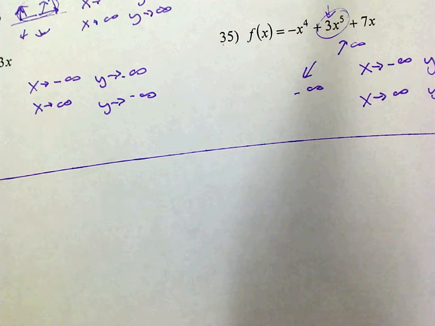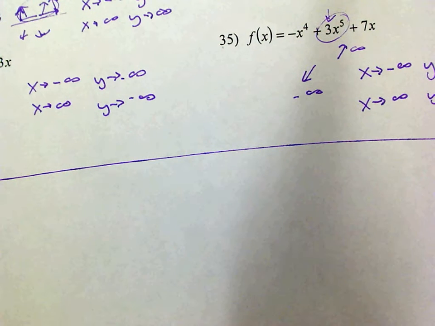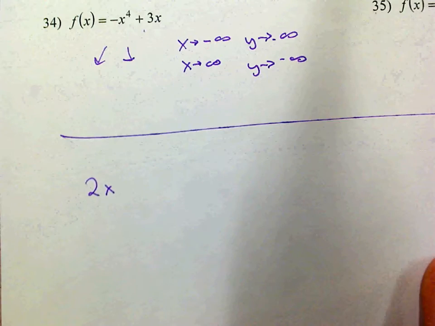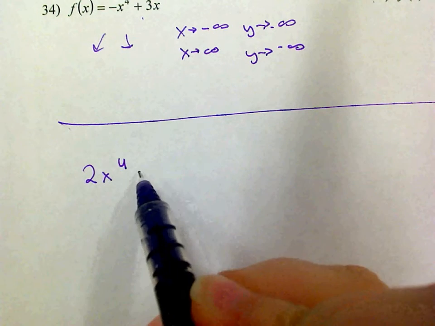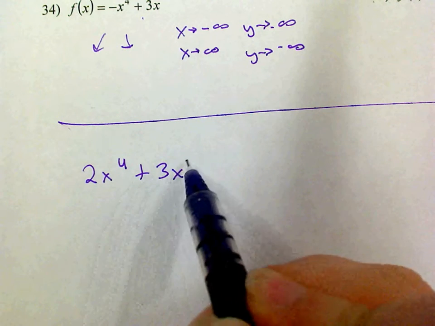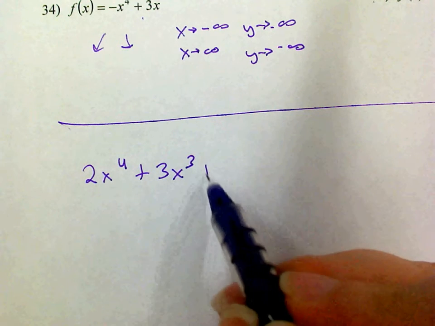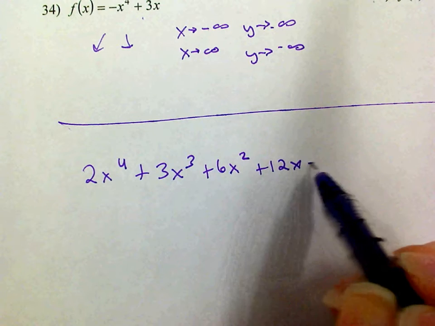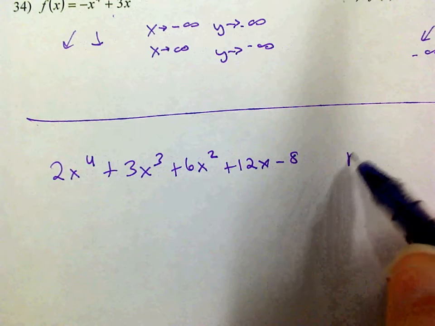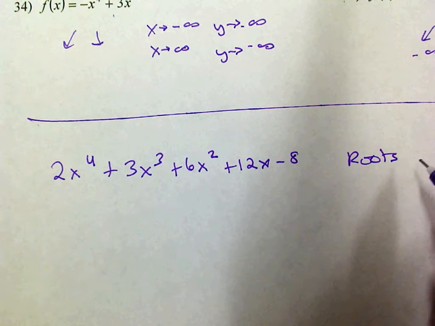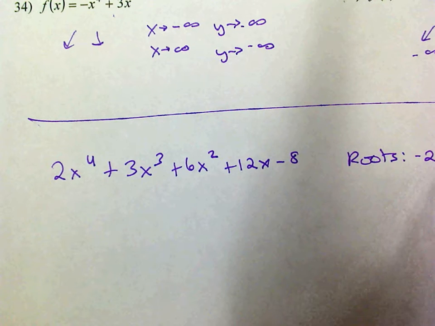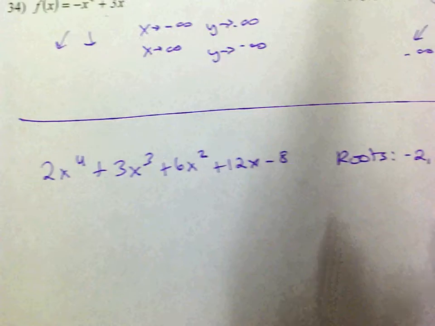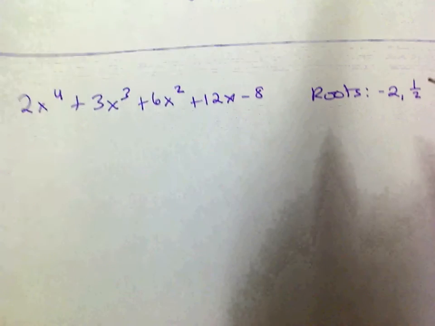Okay, so if I've got the function 2x to the 4th plus 3x cubed plus 6x squared plus 12x minus 8, and I'm telling you that there are 2 roots, negative 2 and 1/2, and I want you to find the remaining roots and write the function in factor form. And here's what you've got to do. First, you've got to synthetically divide out the roots you have.